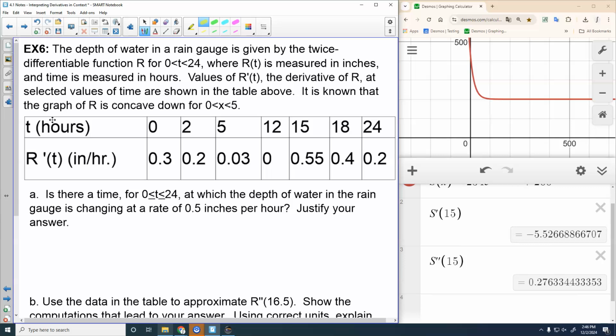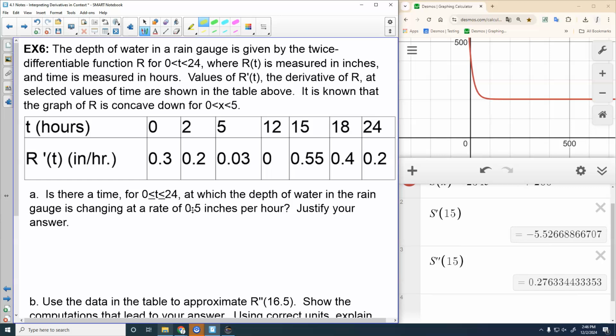This one is not a mean value theorem problem. This one is just an intermediate value theorem problem, because we already have R prime of t, and R prime of t is continuous because R is twice differentiable, right? So this is continuous. So if we go from 0.3 right here, or really anywhere you can pick, and we go up here to 0.55, did we have to pass 0.5 at some point? We did. So this is intermediate value theorem.